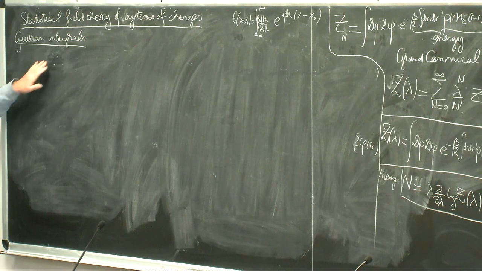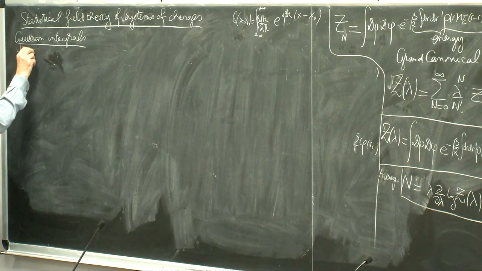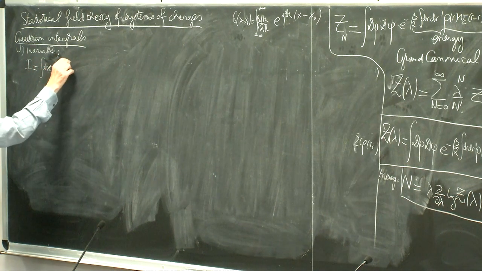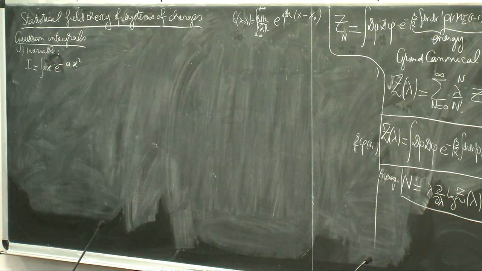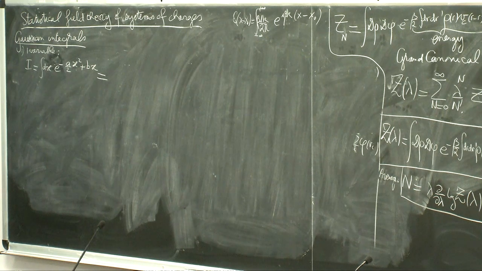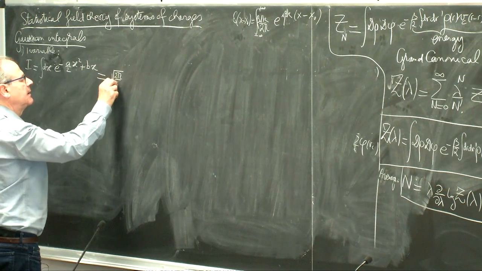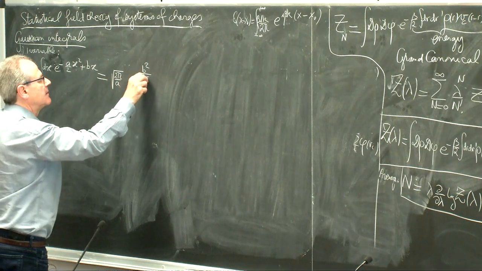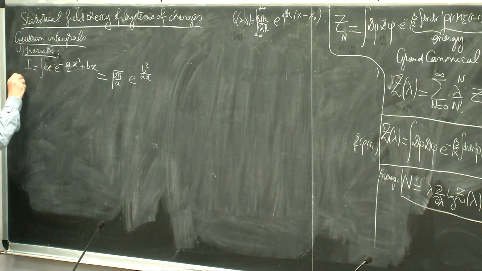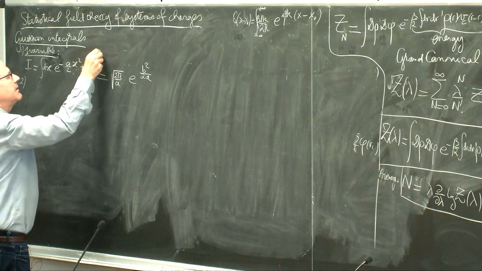So if you have one variable, if I consider the integral dx e to the minus a x squared over 2, let's say, plus bx, this integral, you can do it by shifting, by your favorite method, this integral is equal to the square root of 2 pi over a, e to the b squared over 2a. Okay? That you find in any textbook. And of course, this assumes that a is positive.